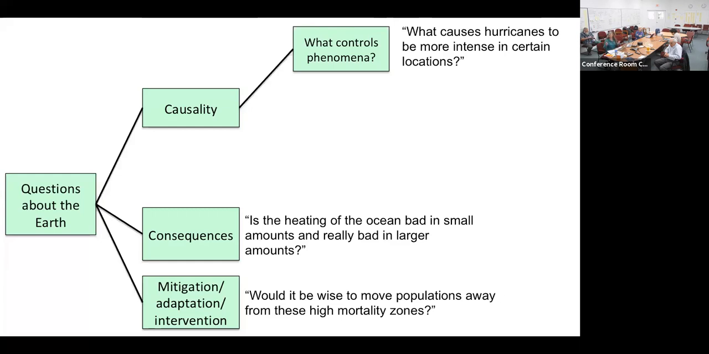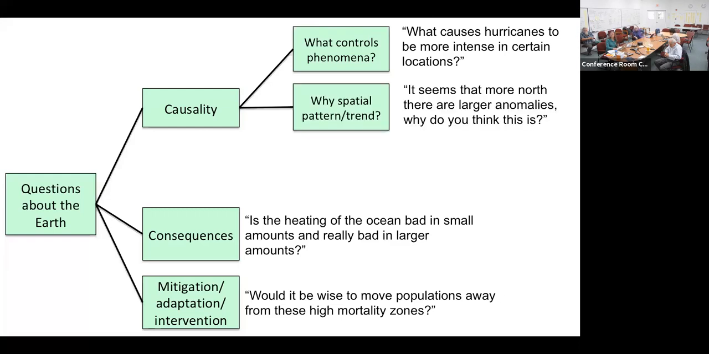It's just like, explain this to me. Like, what causes hurricanes, or what causes hurricanes to be more intense in some places than in other places? They're not asking about a particular place or a particular time. They're just asking what causes this to happen and what causes it to vary. Then we have why. I'm seeing a spatial pattern, or I'm seeing a spatial trend, and help me understand why that spatial pattern or that spatial trend exists. So it seems like more north, there are larger anomalies. This was in response to a temperature map. Why do you think this is?